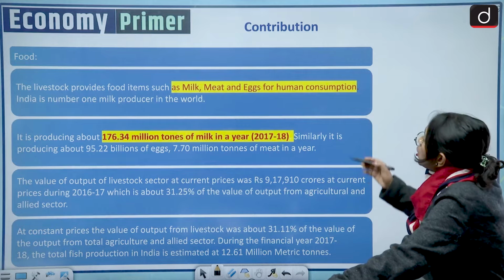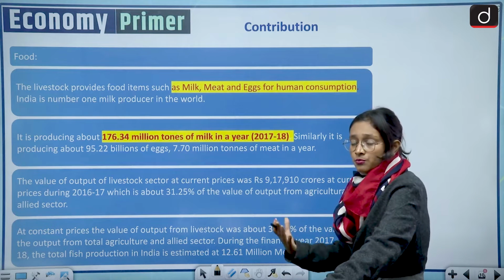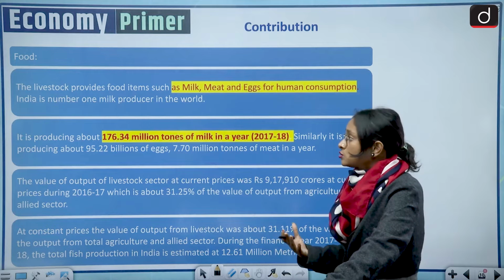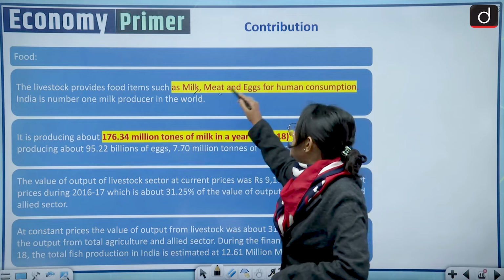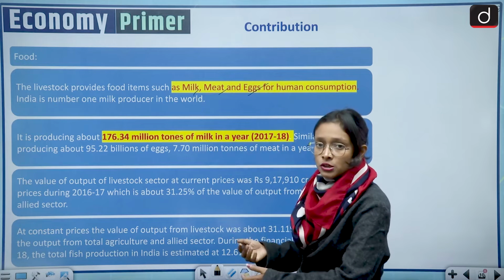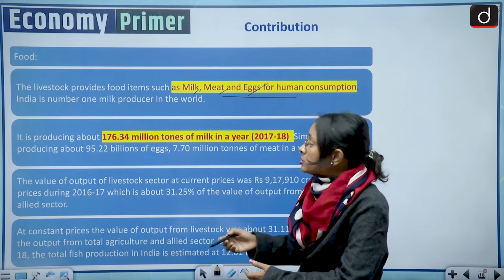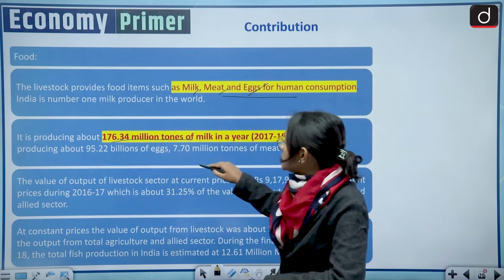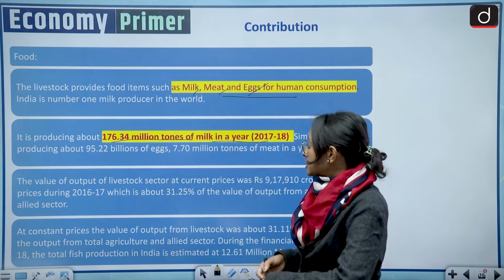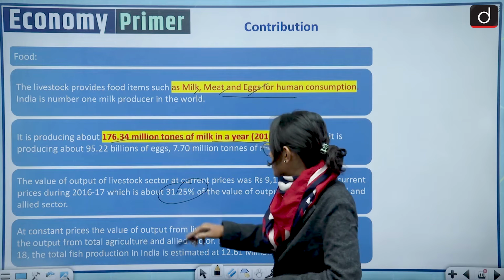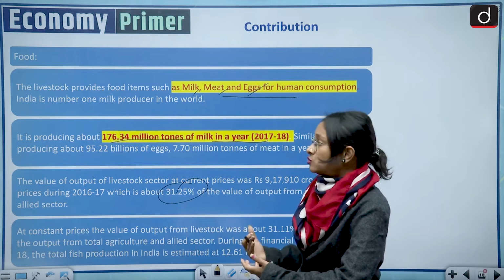Next slide is about contribution. So what is the contribution of animal rearing and livestock production? When it comes to food, livestock provide food items such as milk, meat, eggs for human consumption. We already know that they are an important source for this kind of food production, and they produce about 176.3 million tons of milk in a year, and their value has also increased, which is 31.25% of the total output. So we can see that they are a constant source of food also.